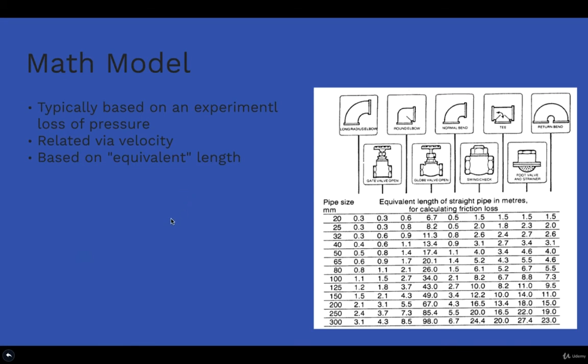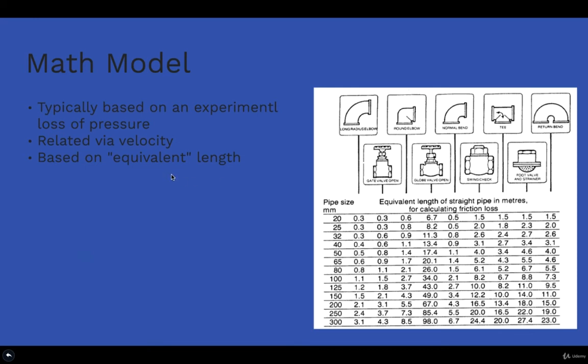Or if you don't have time for experimentation and you don't have your own data, you can use generic data. So let's see how they typically relate to velocity. Therefore, as you increase velocity, the friction loss will increase depending on the fittings right here. And right here you have the pipe size, therefore the velocities and the equivalent length.